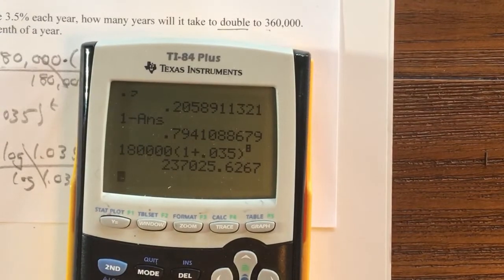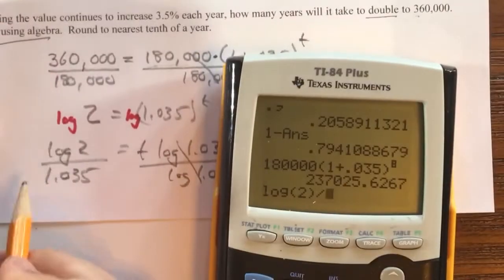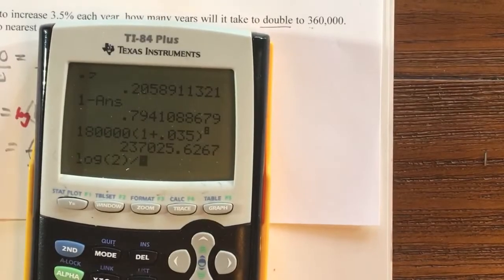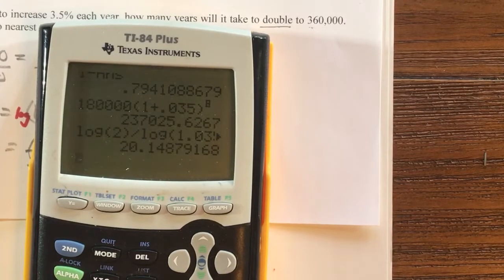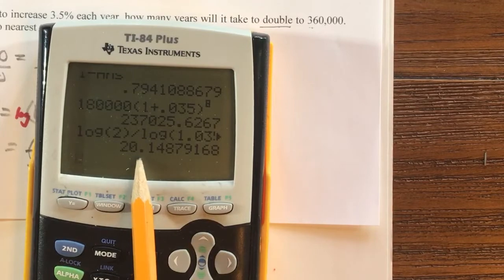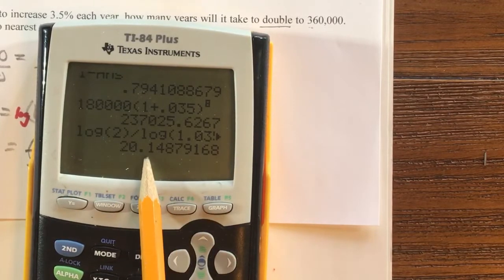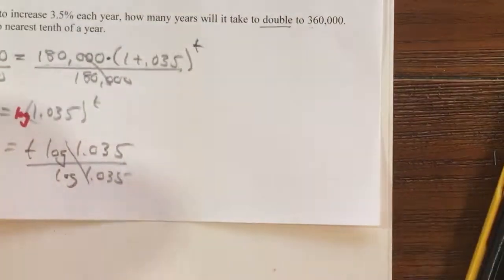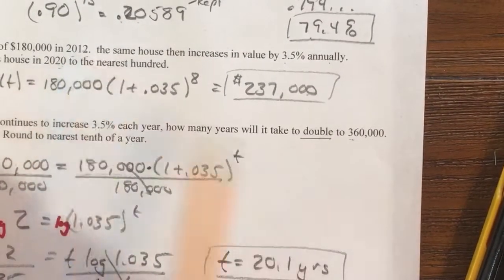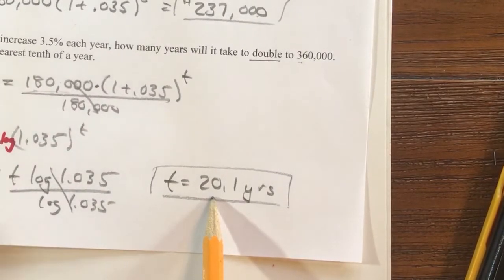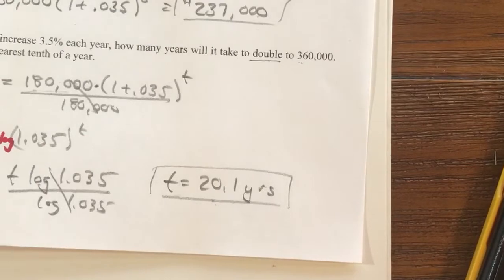Let's see. I was going to try and guess maybe 40 years for it to double. Oh, that should be a log. The log of 2 divided by the log of 1.035. So it's going to take 20 years. Only about 20 years, according to this. What does it say? Round to the nearest tenth of a year. 20.1 years. So if you bought the house back in 2012, in 2032 you would expect to double. That's assuming everything stays constant, which doesn't always happen.